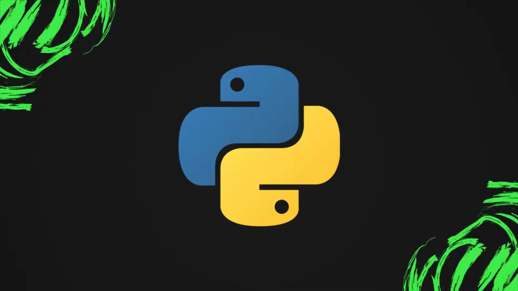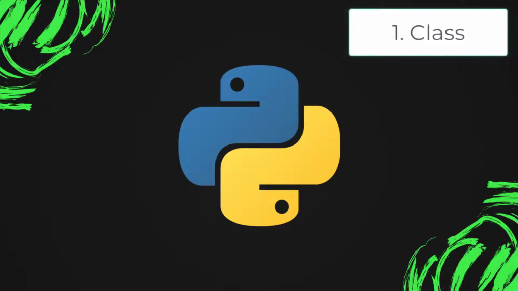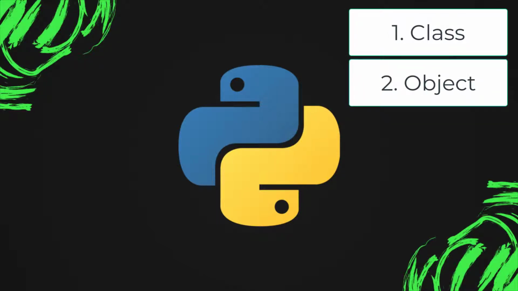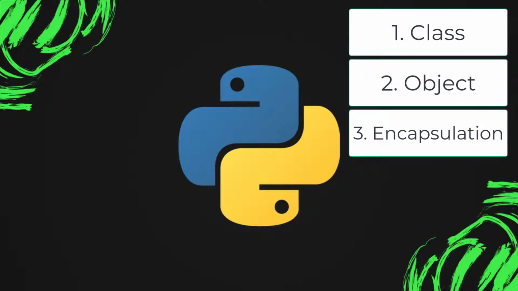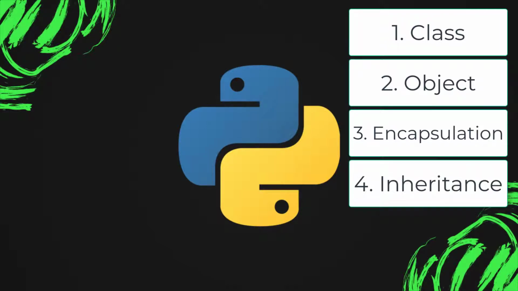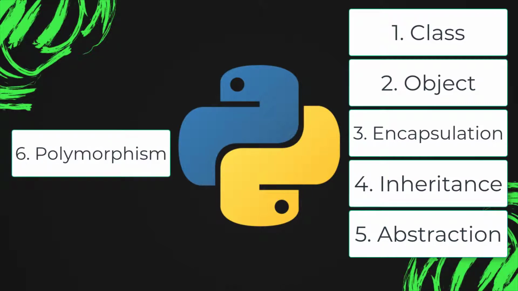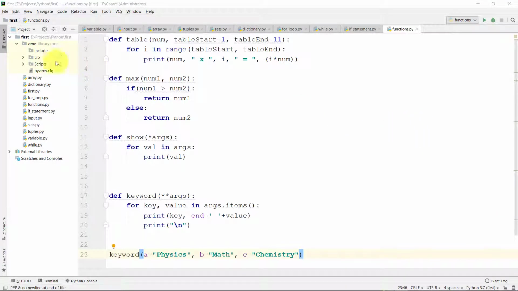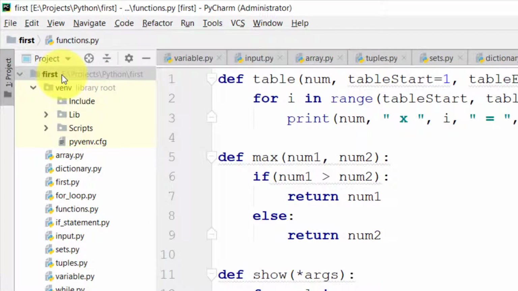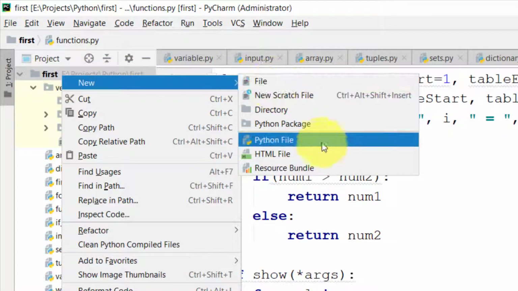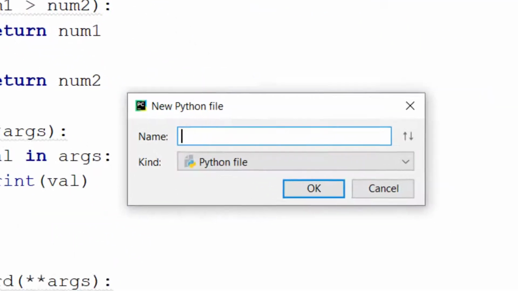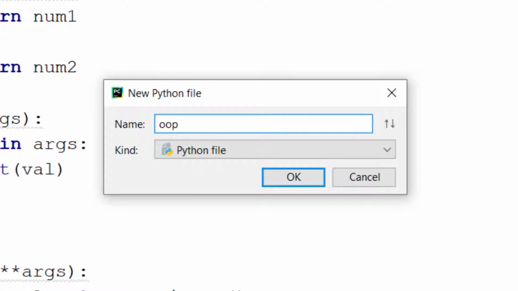There are 6 concepts of object-oriented programming: class, object, encapsulation, inheritance, abstraction, and polymorphism. Let's understand object-oriented programming step by step by creating a new Python file named OOP, object-oriented programming.